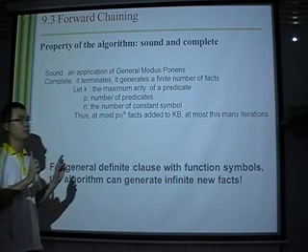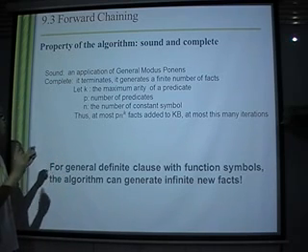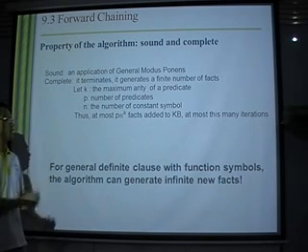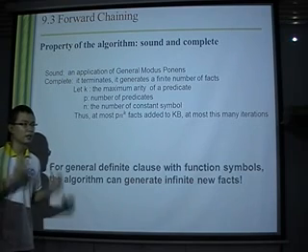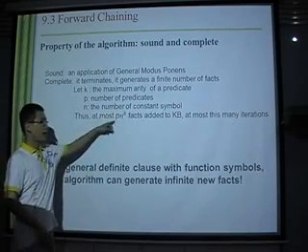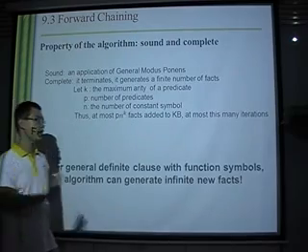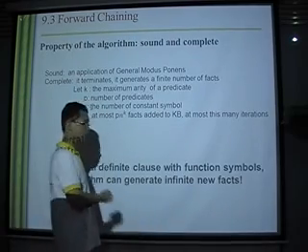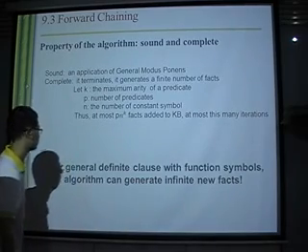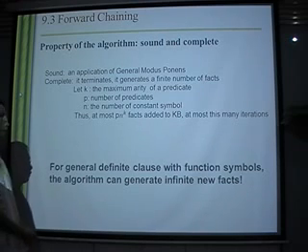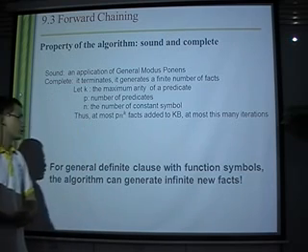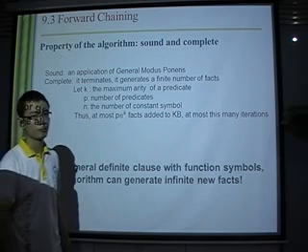Let K be the maximum arity of a predicate, P be the number of predicates, and N be the number of constant symbols. The maximum number of facts generated by the algorithm is this. And so there are at most this many iterations. After this many iterations, the algorithm will complete. But for general definite clauses with function symbols, the algorithm can generate infinitely many new facts. That is the problem for this algorithm.